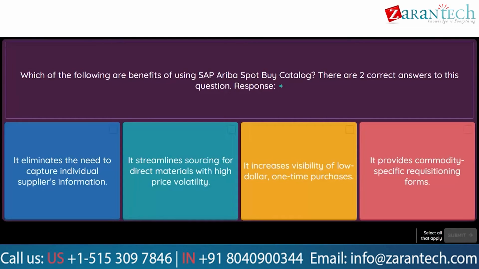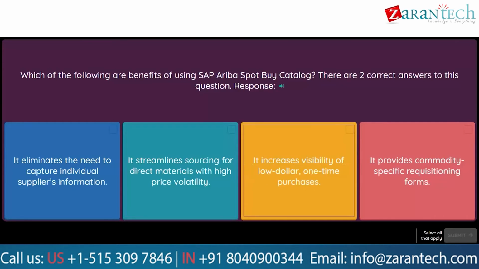Question: Which of the following are benefits of using SAP Ariba Spot Buy Catalog? There are 2 correct answers to this question. Response: Option 1, it eliminates the need to capture individual suppliers' information. Option 2, it streamlines sourcing for direct materials with high price volatility. Option 3, it increases visibility of low-dollar, one-time purchases. Option 4, it provides commodity-specific requisitioning forms.